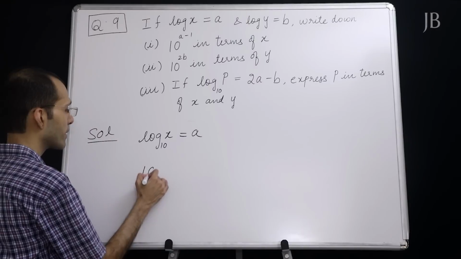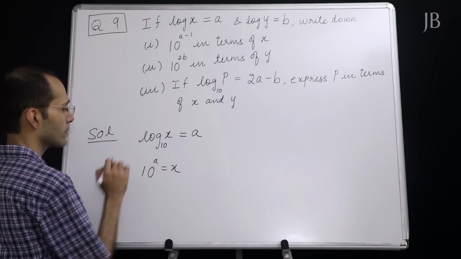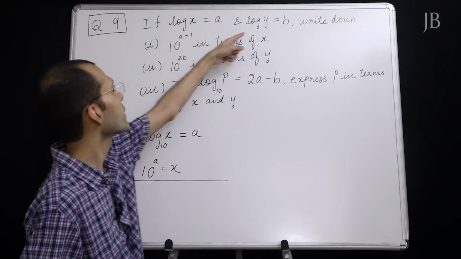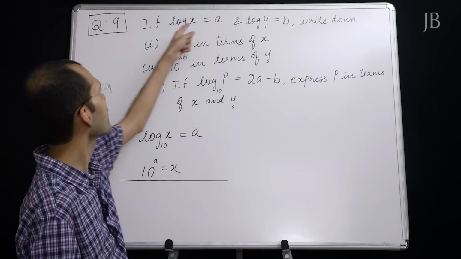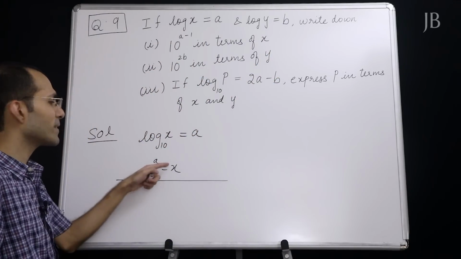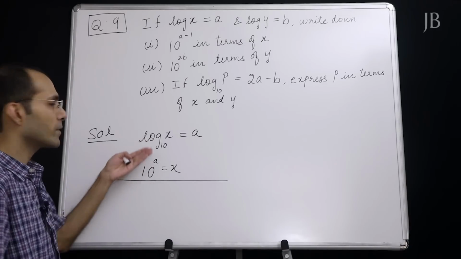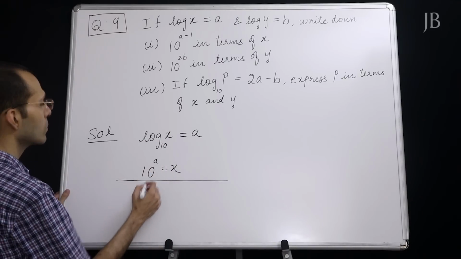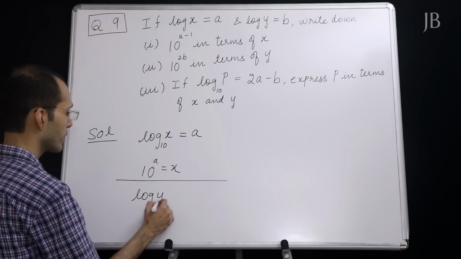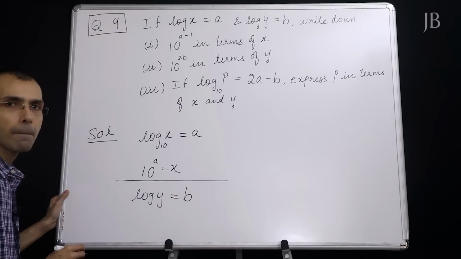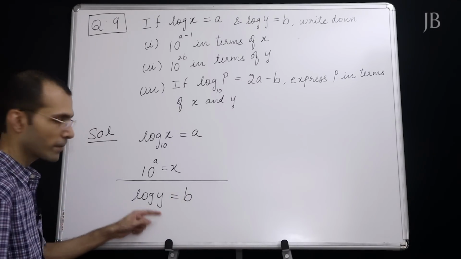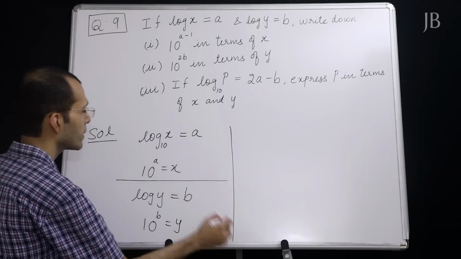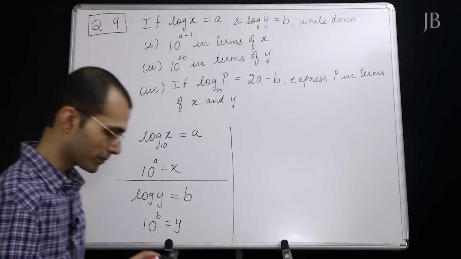So can't I say 10 raised to a will be x? Okay. If the base was given here as 7, here also the base was given 7, no problem. Then it would be 7 raised to a is x. But here the base is not given, so we take it as 10. So it will be 10 raised to a is x. And then they gave you log y is equaling b. So the base is 10 here. So 10 raised to b is y.